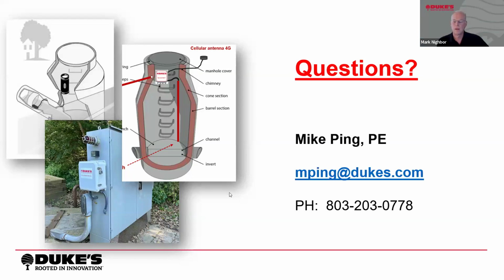Thanks, Mike. 3x or 4x. Great. Another one was: what cost or time considerations should be used to determine where to start locating I&I?